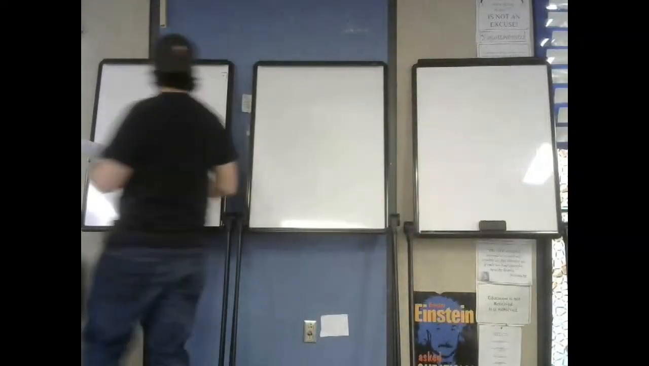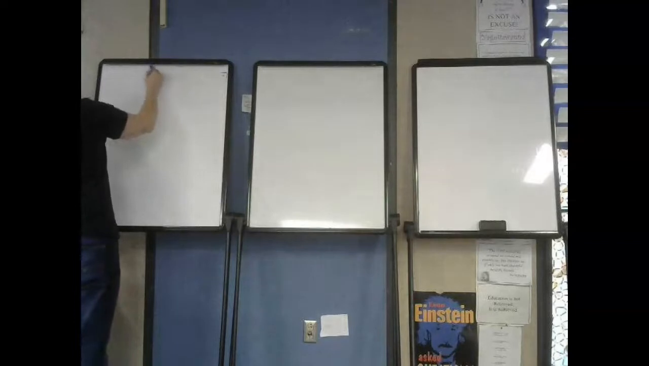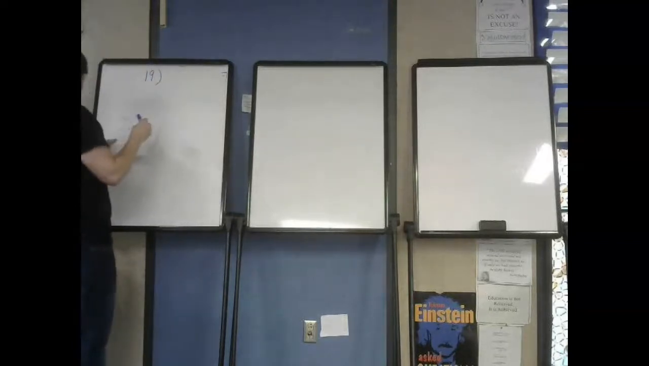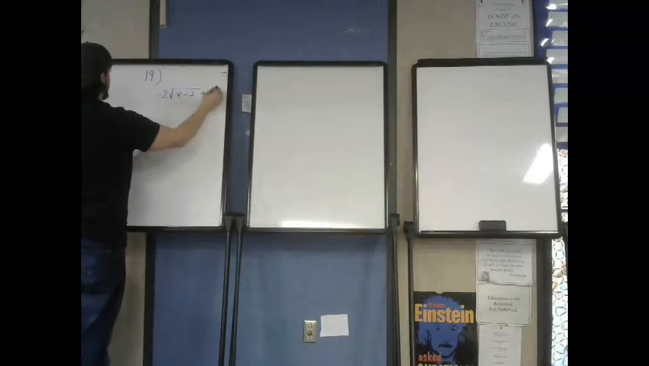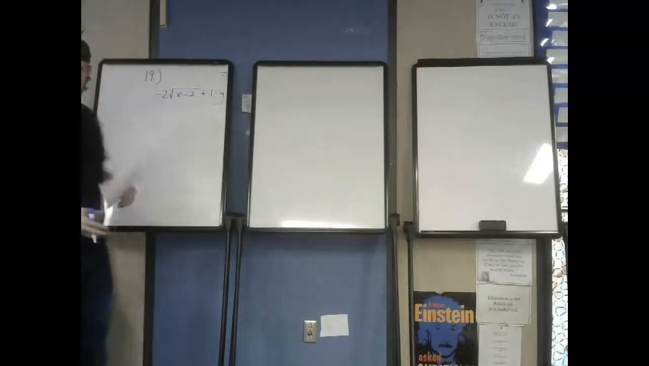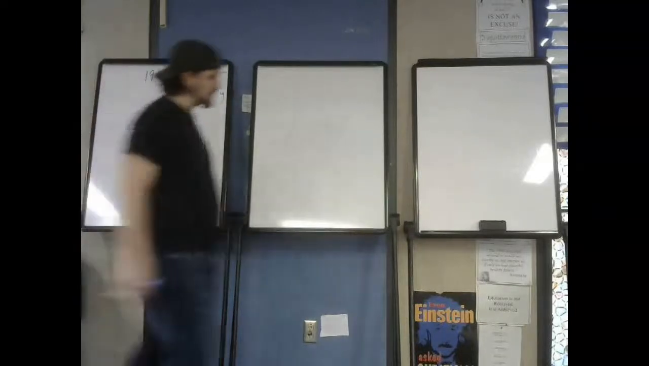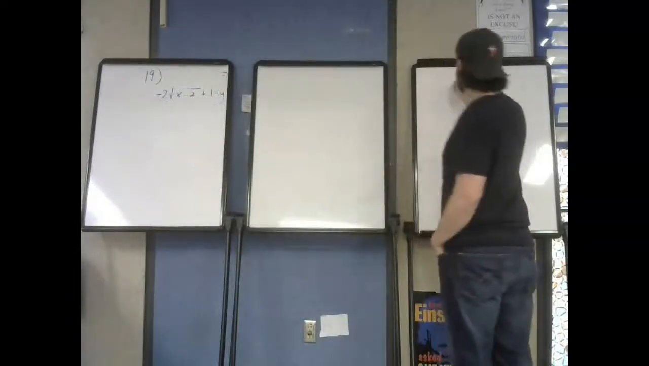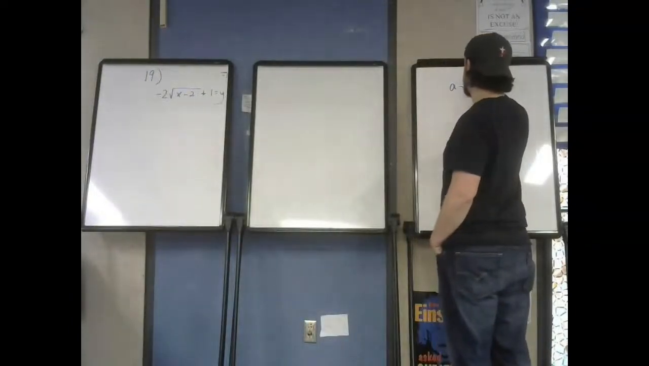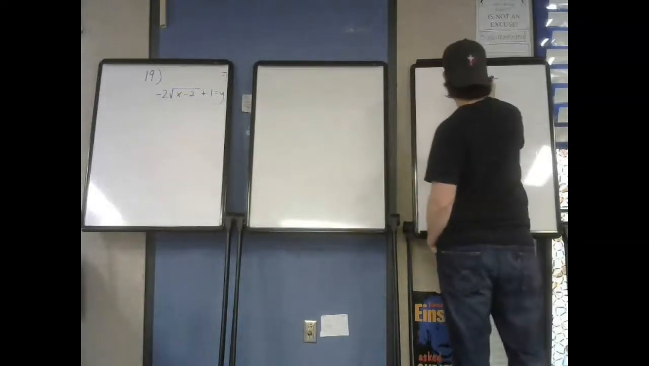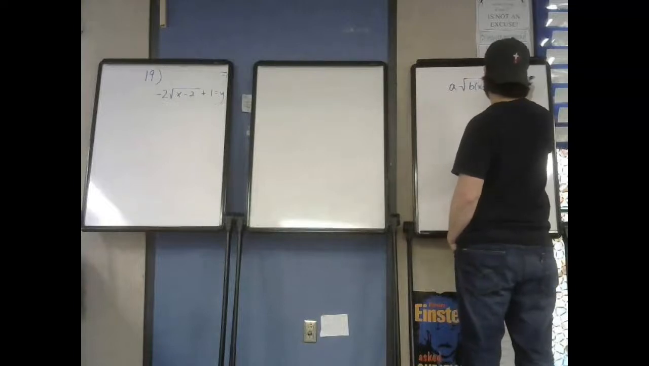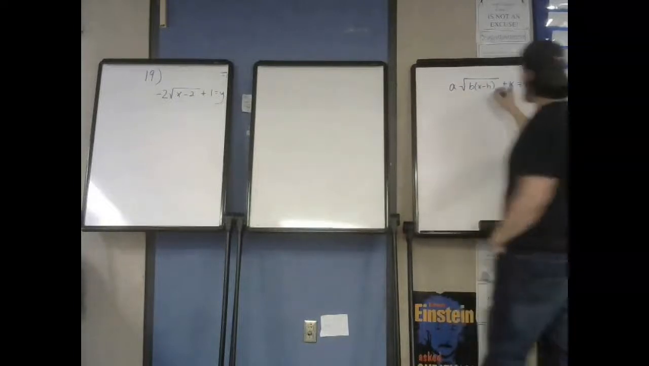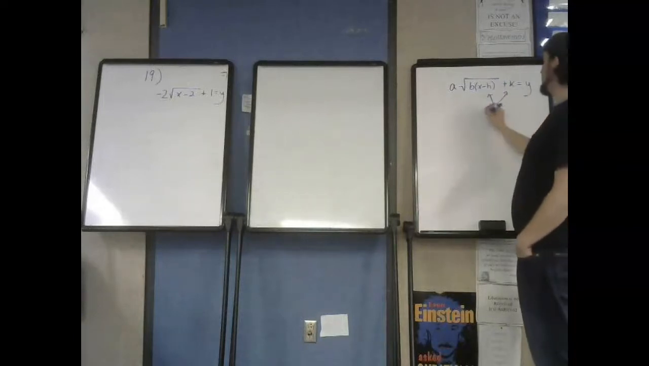Okay, number 19. We're being asked to graph. It's a square root function. All right, so when you're graphing square root functions, these two numbers here make up your starting point.